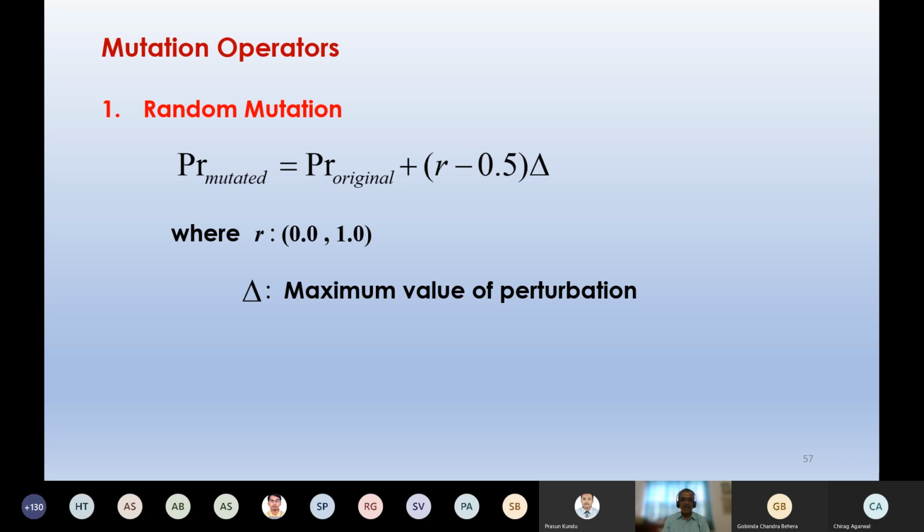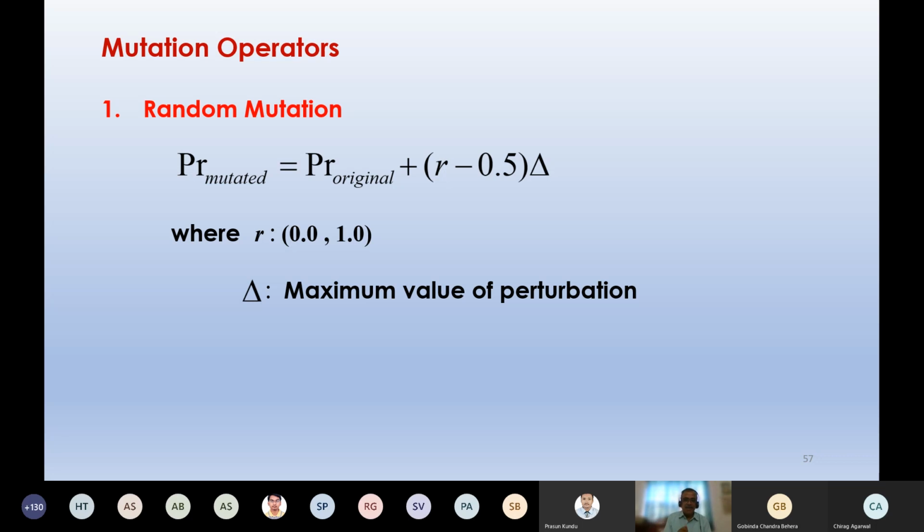Let me take a very hypothetical example. Supposing that the range for a variable is 0 to 1 and for another variable the range is 1 to 100. So if the range is 0 to 1, the value of this particular maximum perturbation will be much less compared to when the range lies between 1 and 100. Let me repeat. The range for x1, the first variable, lies between 0 and 1. The range for the second variable lies between 1 and 100.